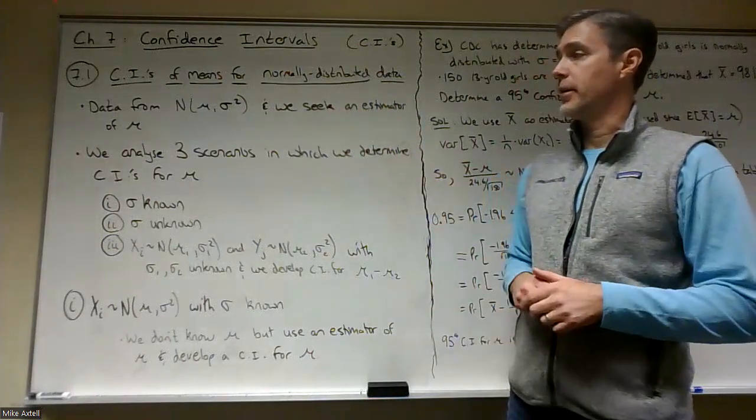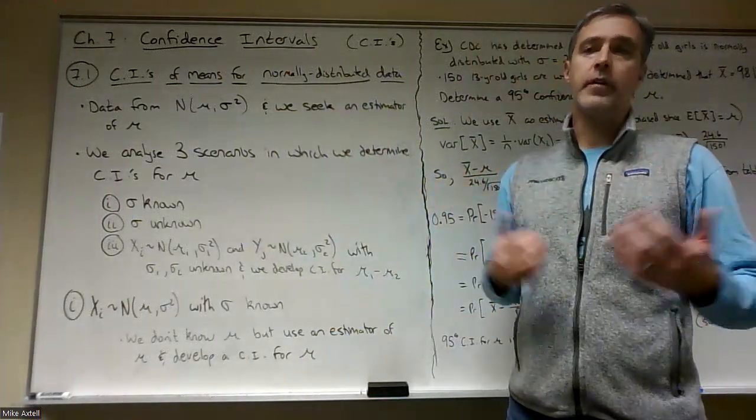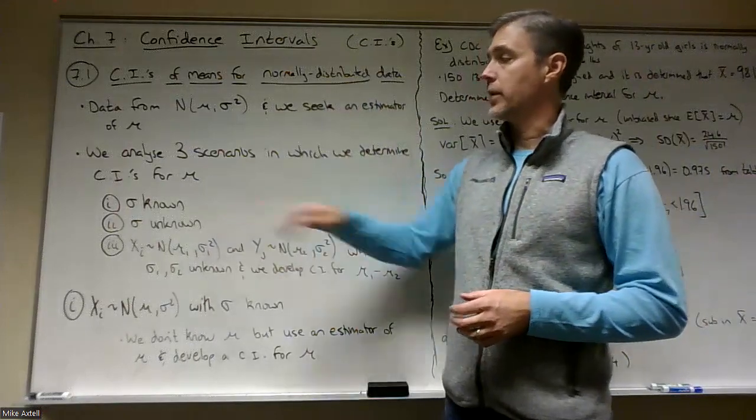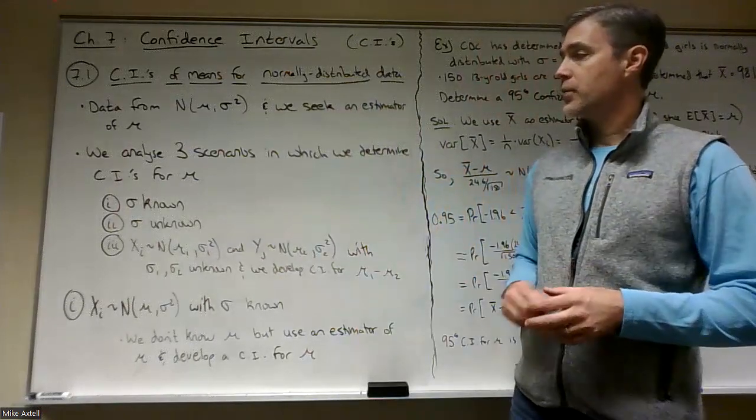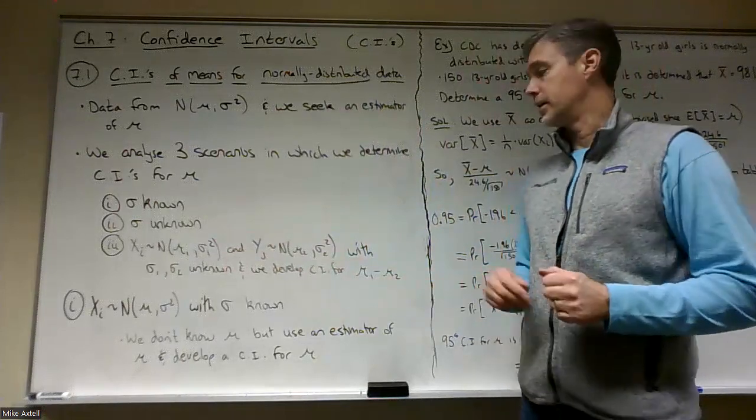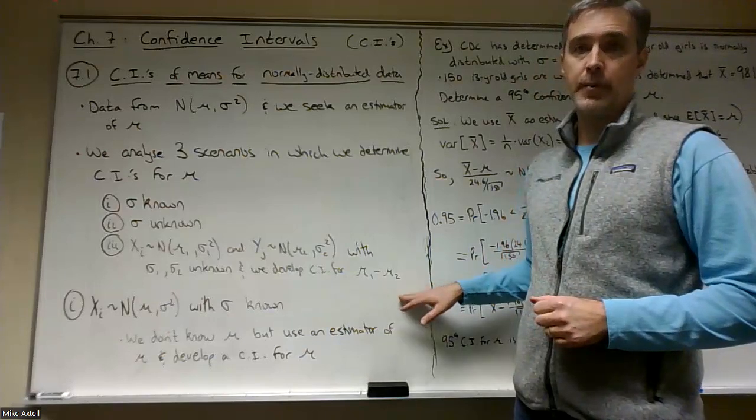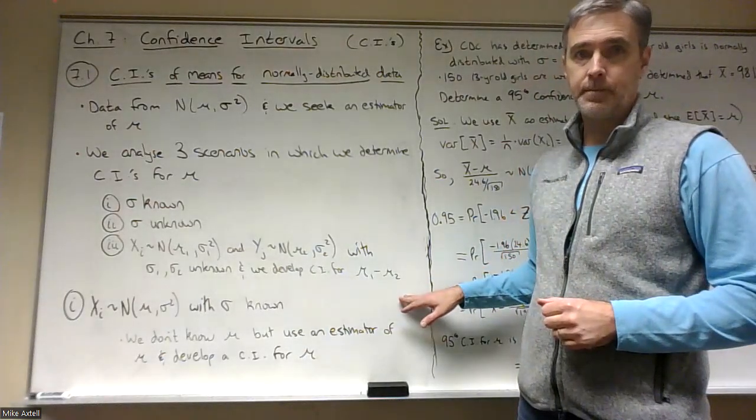And we've got 3 scenarios. The first and easiest is where we know the standard deviation or the variance sigma. The second is where we don't. And the third is where we have 2 sets of data from 2 different normally distributed data sets, and we're looking for a confidence interval for the difference of the population means, okay?